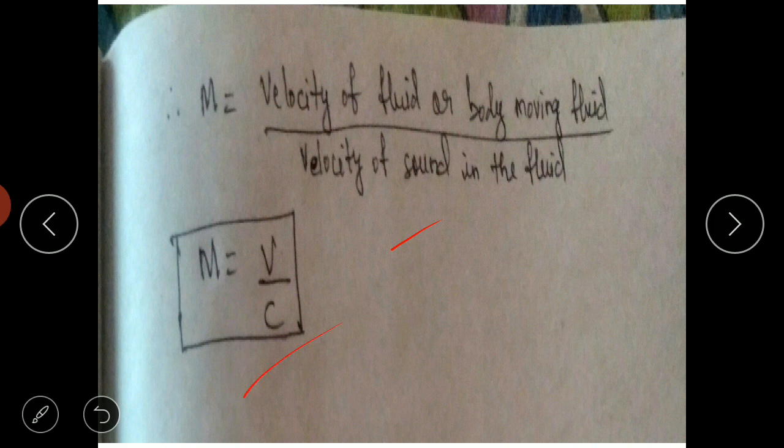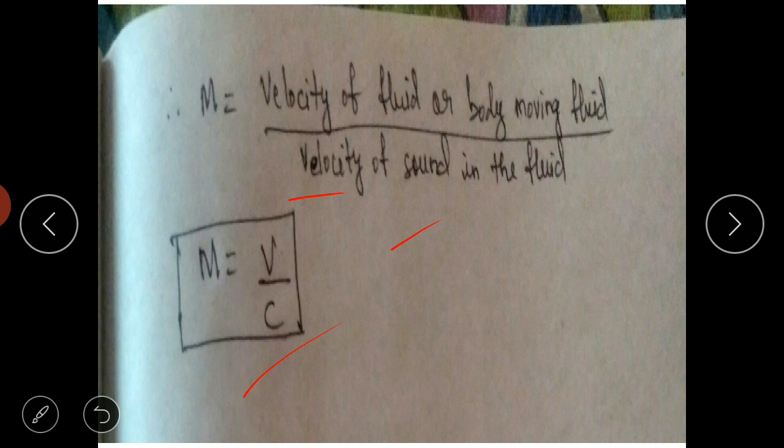Here we are considering that a body is moving in the fluid, like vehicles moving in the open atmosphere; they are also moving in the fluid, which is air. Because of disturbance, sound waves are continuously propagating in the air, so that is how it is considered. Therefore Mach number is the velocity of the fluid or body moving in the fluid, and similarly in the denominator, the velocity of sound in the fluid. So M is equal to v by c.